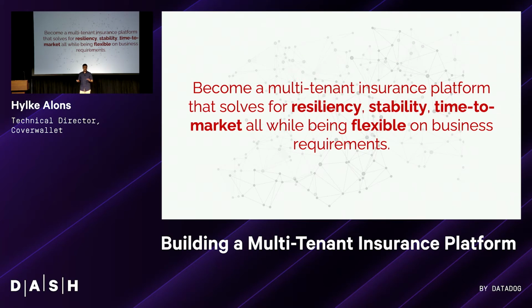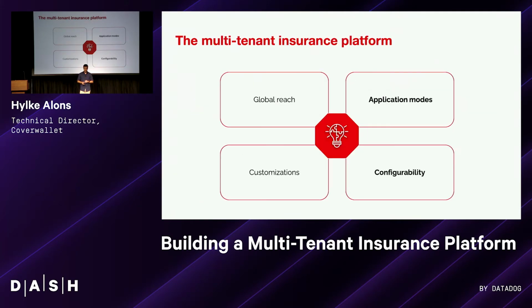So I can sum up these requirements in the challenge that we got from Aon. We needed to become a multi-tenant insurance platform that solves for resiliency, stability, time to market, all while being very flexible on business requirements. Because, hey, each market remains very different. So going to the multi-tenant insurance platform, we found some ways to solve for this.